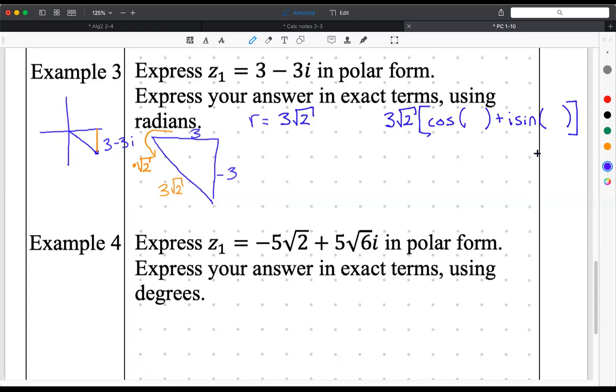So how do we figure out the argument? Again, if you aren't sure, just use your arctangent function. Theta is equal to arctangent of negative 3 over 3. And this needs to be in radians. So when we go to our calculator, let me share my screen.